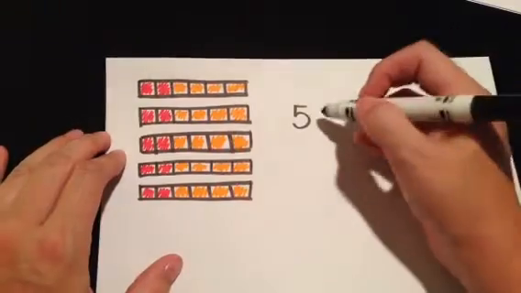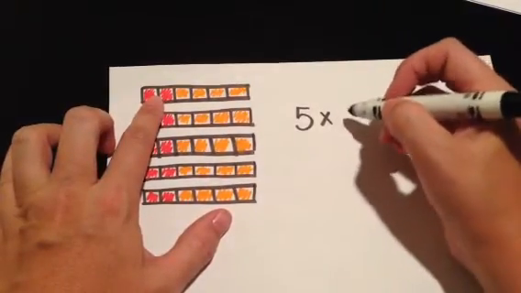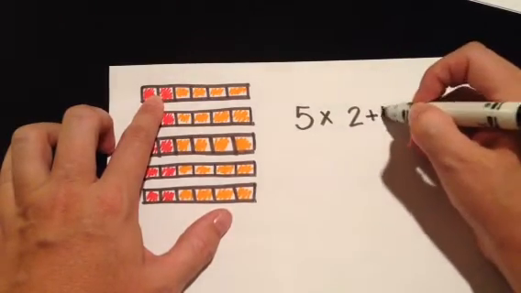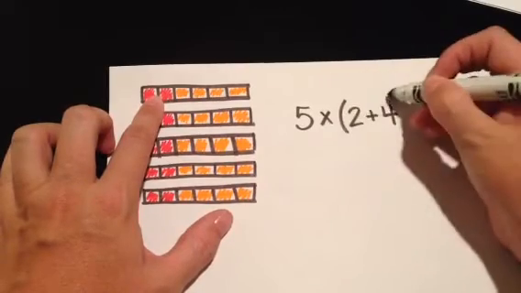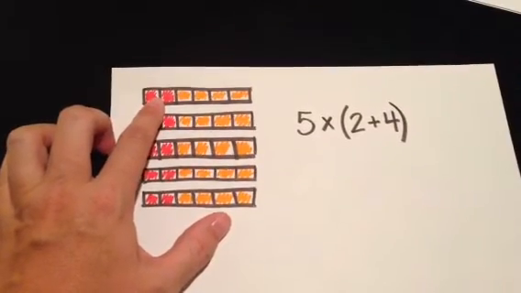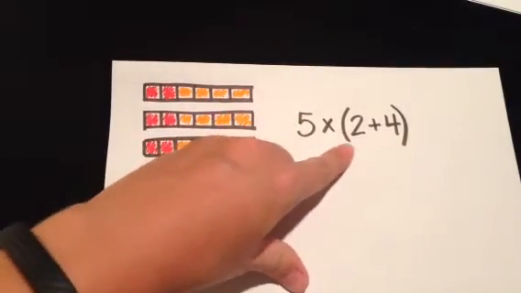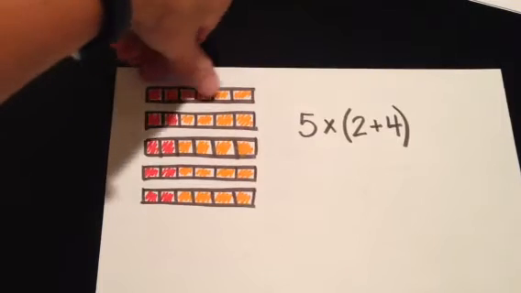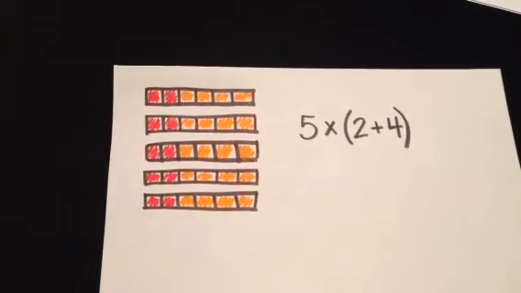And in each of those groups, we have 2 red squares plus 4 orange squares. So writing the expression, we put the parentheses around the 2 and the 4 because those are showing each group. So in each group I have 2 plus 4, and I have 5 groups of those 2 plus 4.